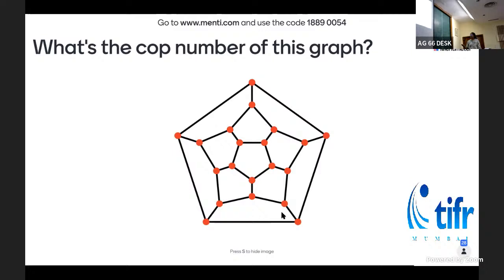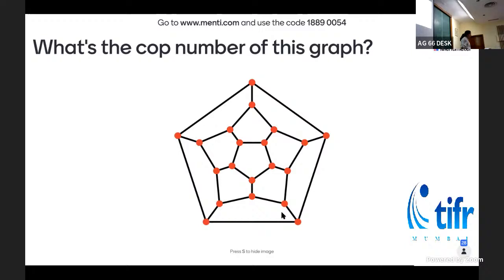Oh, I see. Okay. And now the robber is. Oh, I see. Okay. That's a good point. Yeah, I see that the robber is forced to go outside. I thought it can sort of make a comeback, but okay, in the meantime, the cops have come to the other 5 vertices of the star. Fair enough. Yeah. Okay, so I hadn't quite thought about that.